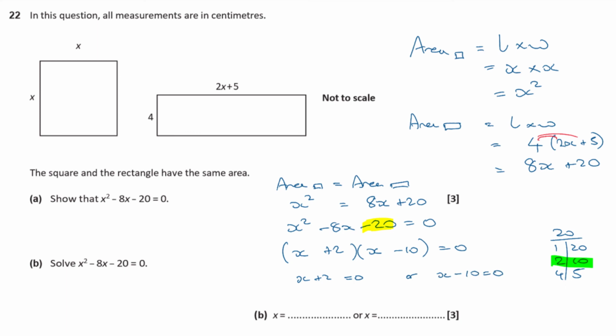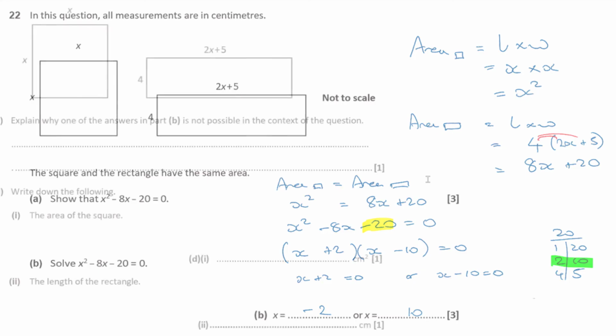Two things multiplied together, one of the things has to be 0. Now if x plus 2 is equal to 0, that means x is minus 2, and if x minus 10 is equal to 0, that means x is 10. So I've got two solutions, x is minus 2 and x is 10.